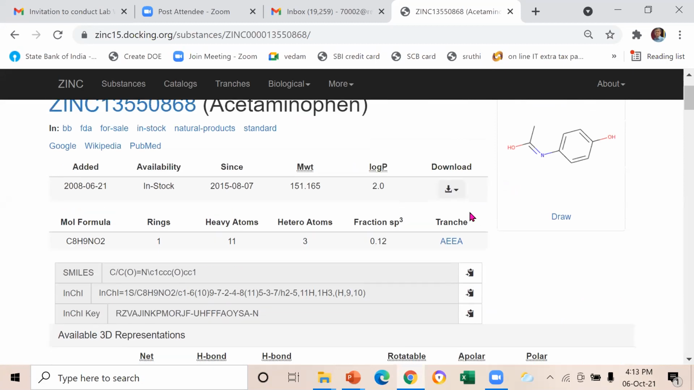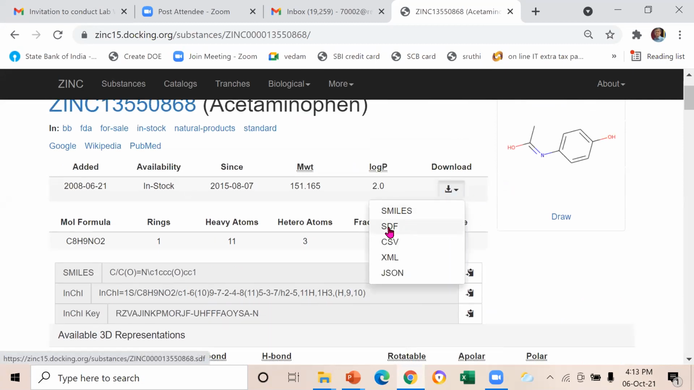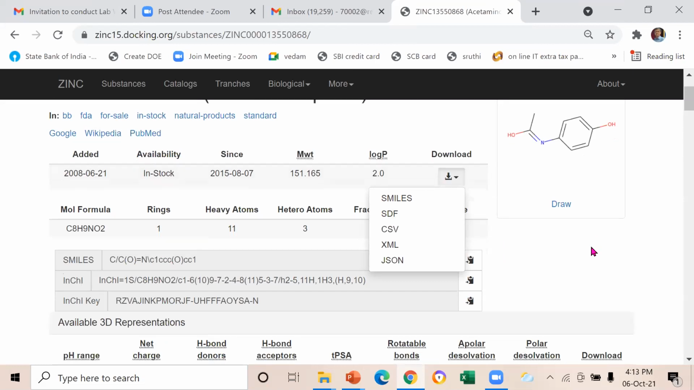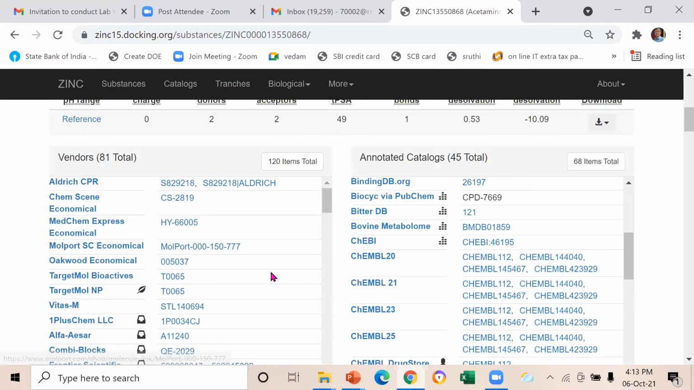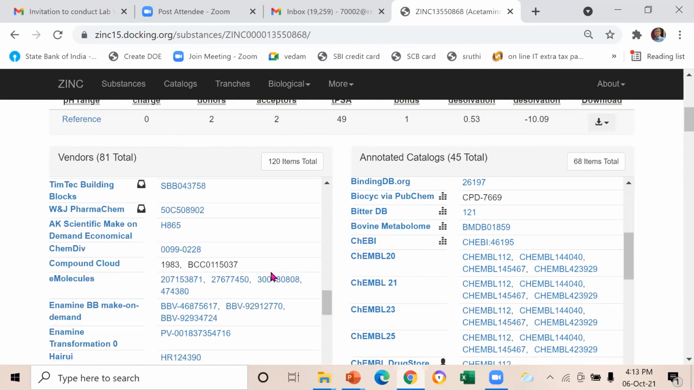Again, if you want the three-dimensional structure, we download the SDF format of this compound. As I said, we will use this SDF format tomorrow when we do pharmacophore modeling, docking and other studies. Acetaminophen is also an old molecule. It gives you vendors, details, all those things.